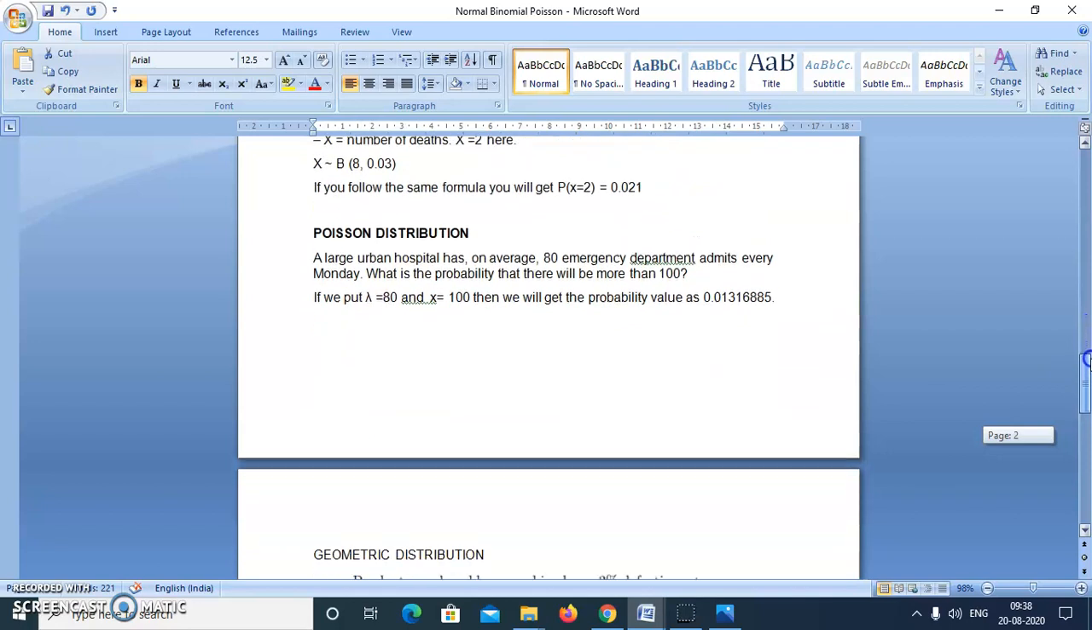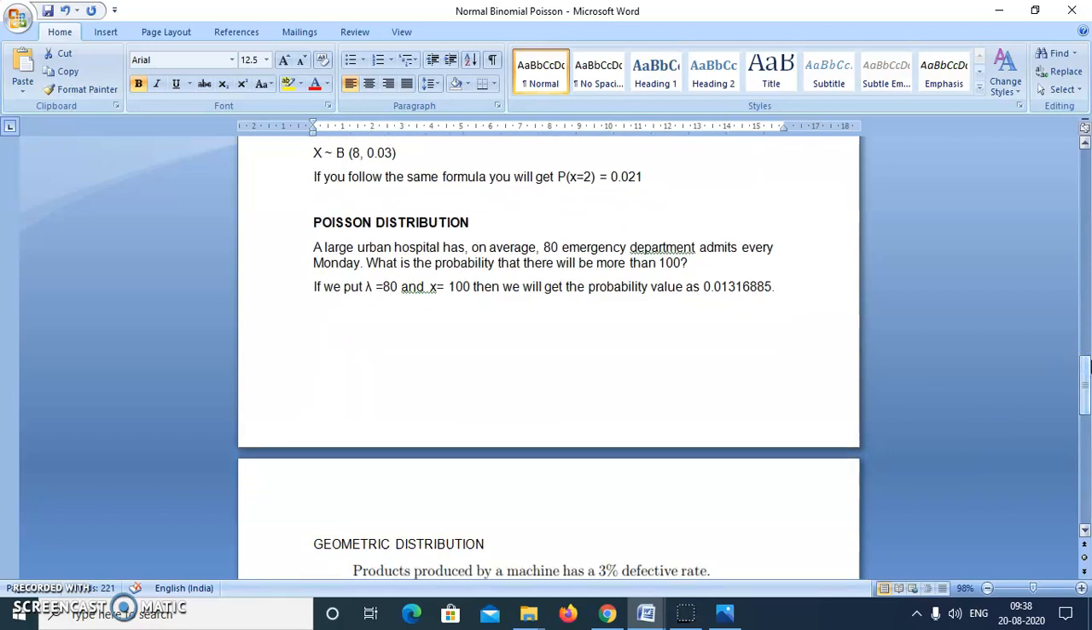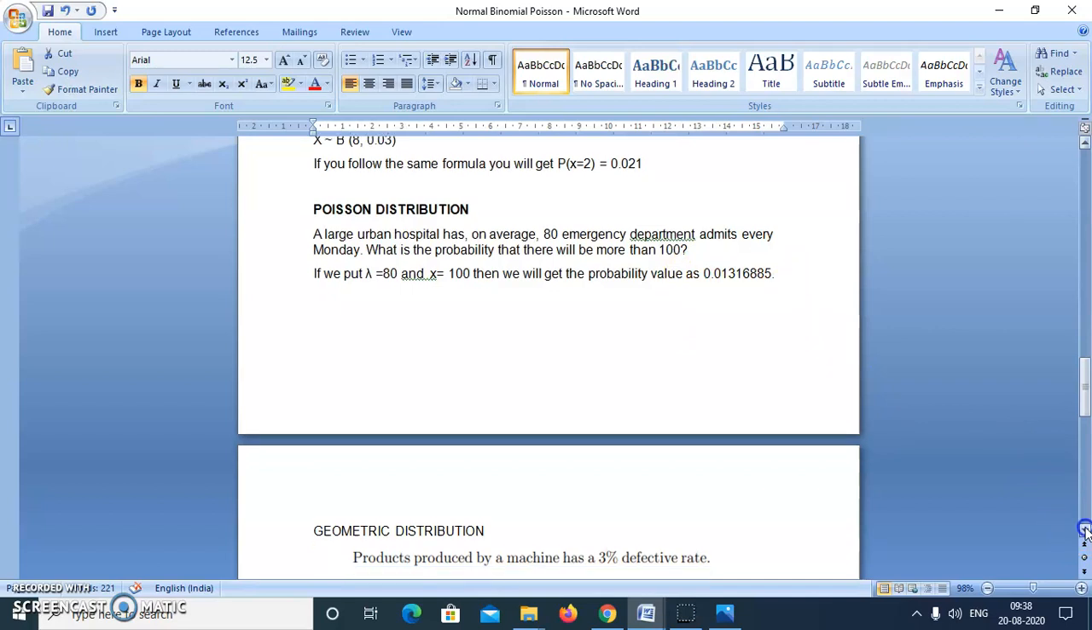Now the third example we'll study is an example of a Poisson distribution. A large urban hospital has on average 80 emergency department admits every Monday. What is the probability that there will be more than 100 emergency admissions on a particular day? In this we'll use the formula e to the power minus m into m to the power r upon r factorial, and we'll get this answer. You may calculate and we'll discuss the solutions in the next class.